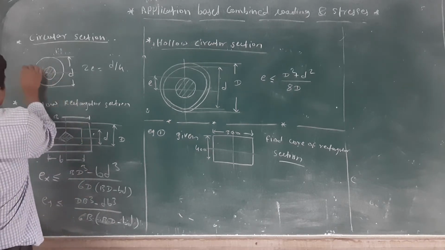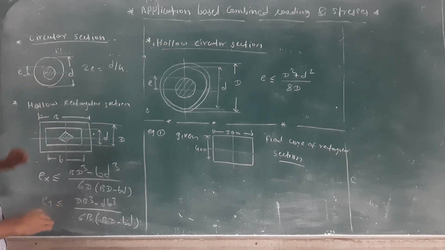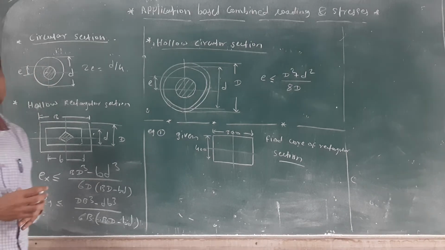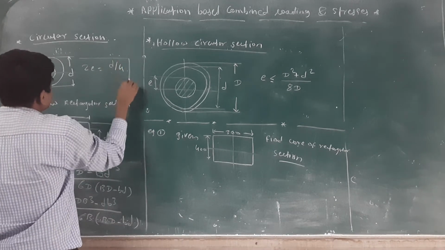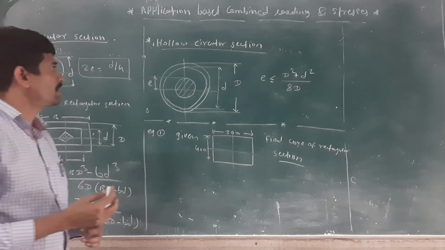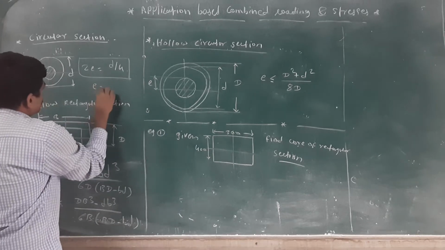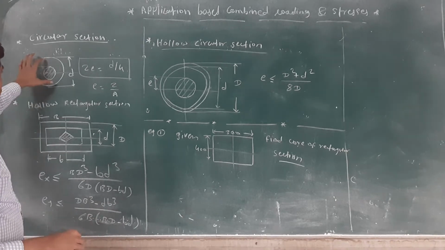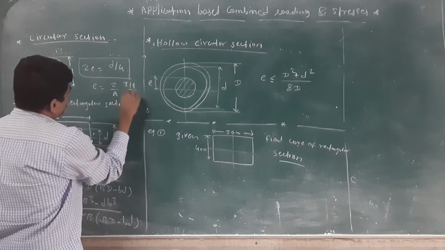This value is the E value on the centroidal axis to the top of the section. This section is called the core section. Then you will get this value as D by 4. You know how to find this value. What is the eccentricity? E is equal to Z by A. What is the value of sectional modulus? You have to calculate. Again, Z is equal to I by Y, divided by A.